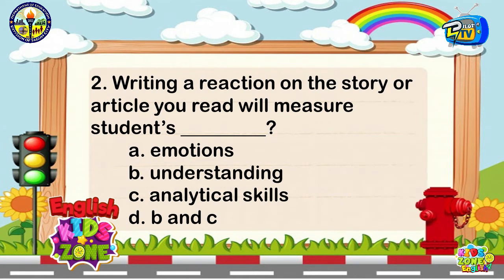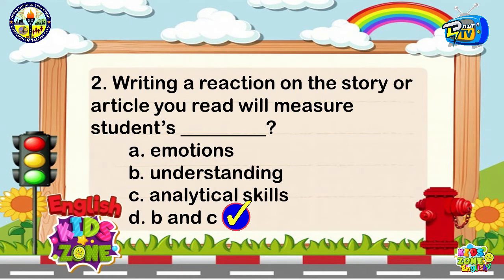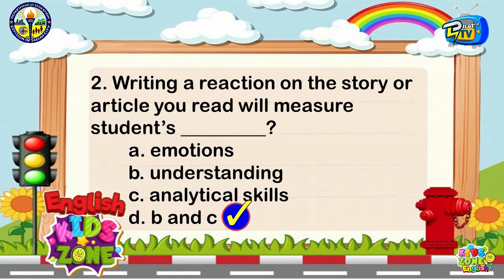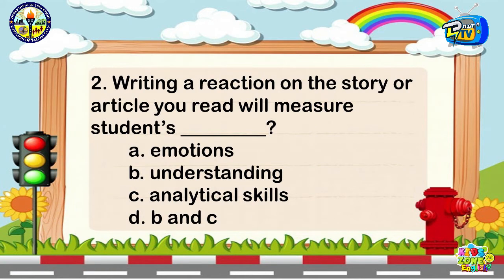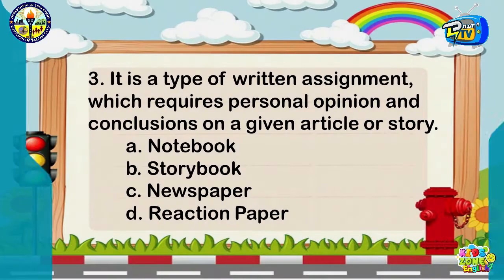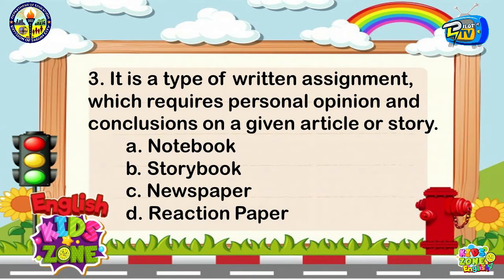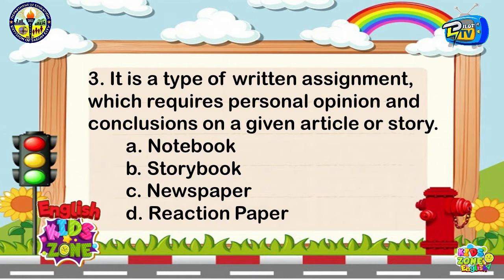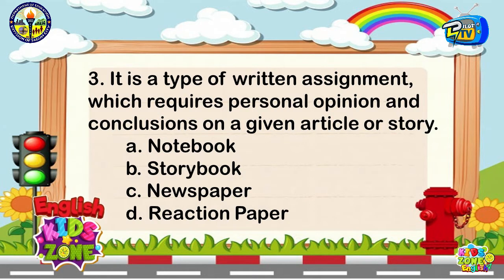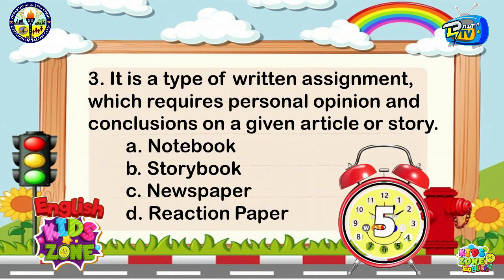Time's up! The correct answer is letter D, B and C, understanding and analytical skills. Very good, kids! Number 3. It is a type of written assignment which requires personal opinion and conclusions on a given article or story. A. Notebook. B. Storybook. C. Newspaper. D. Reaction paper. Your timer starts now.